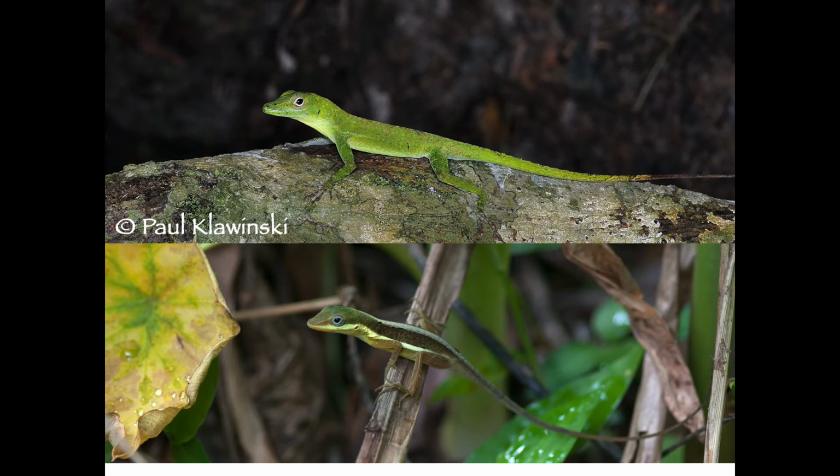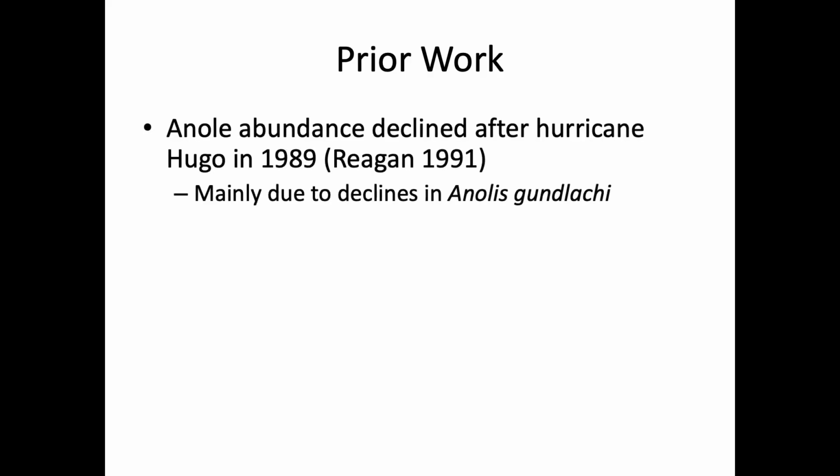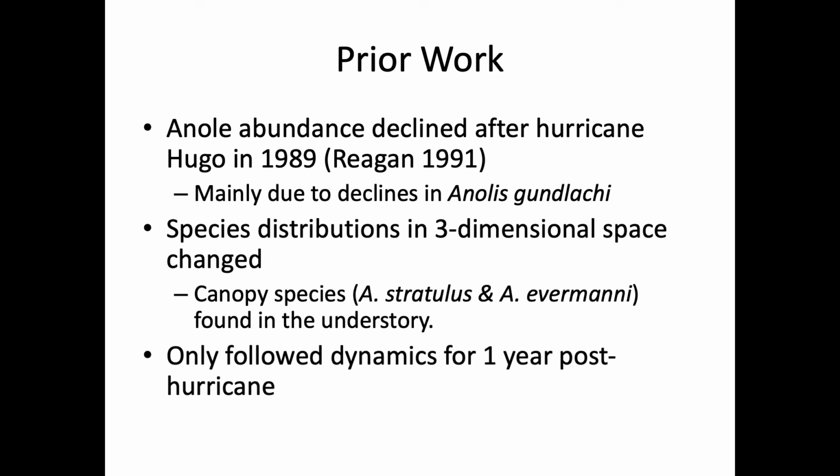And so when a hurricane comes, you might expect these things to change in abundance and distribution. And so after Hurricane Hugo in 1989, Reagan recorded declines in Anolis gunlocki, the closed canopy trunk anole, and changes in the distribution in three-dimensional space of the canopy species Anolis stratulus and Anolis evermanni. But they only followed this for 1 year after the hurricane, and also this was just a typical hurricane where you got the changes in litter and the changes in microclimate all happening at the same time.